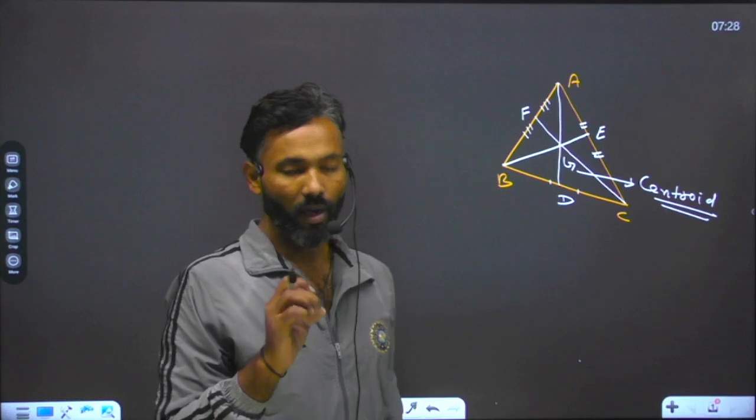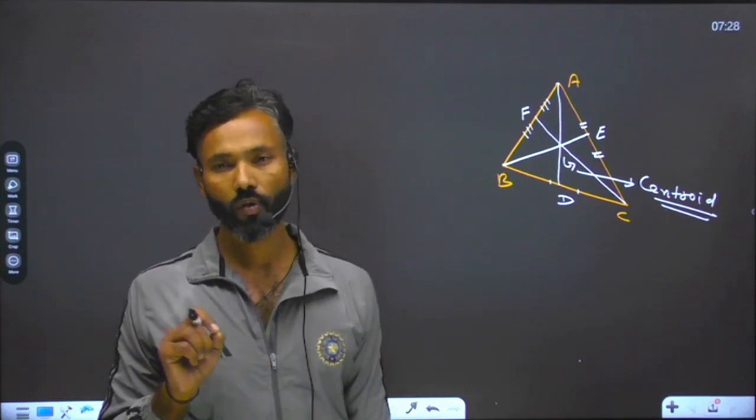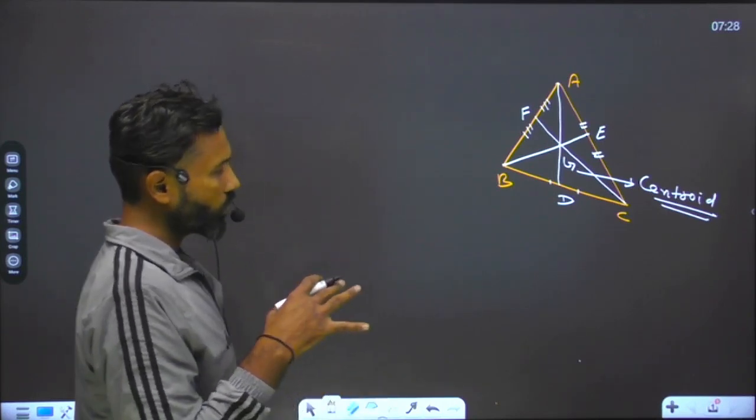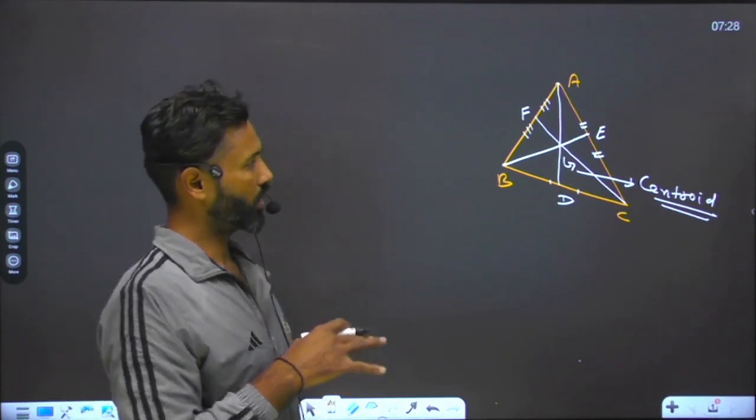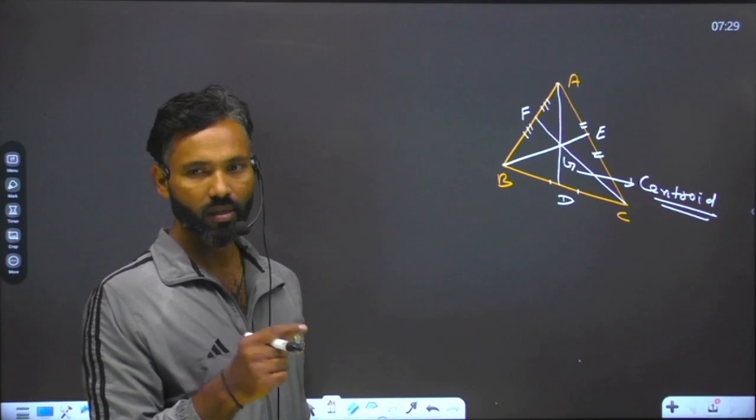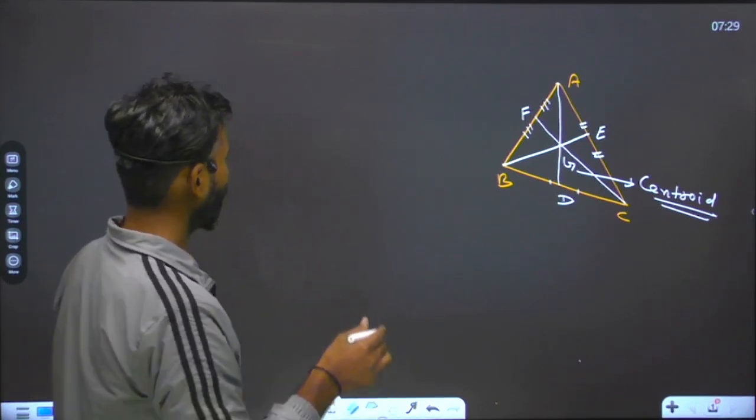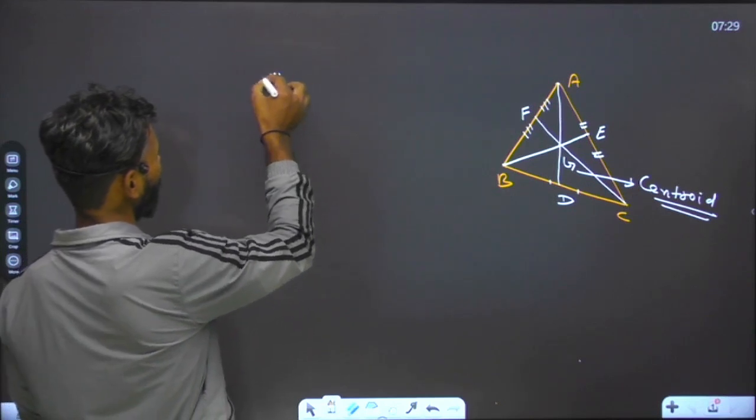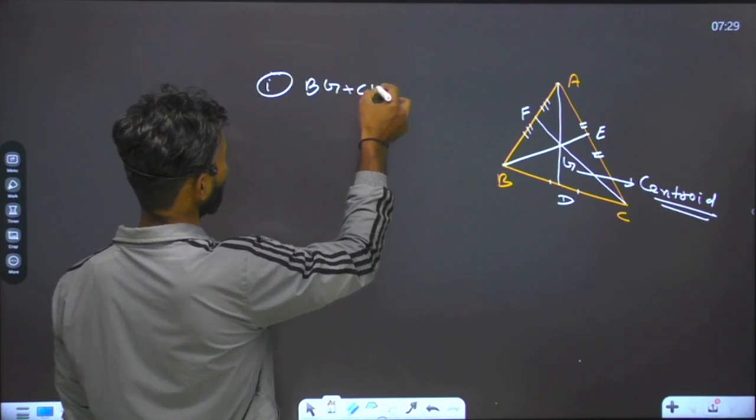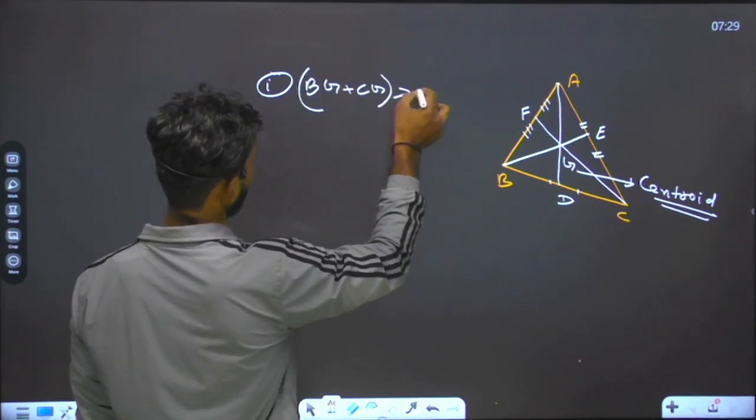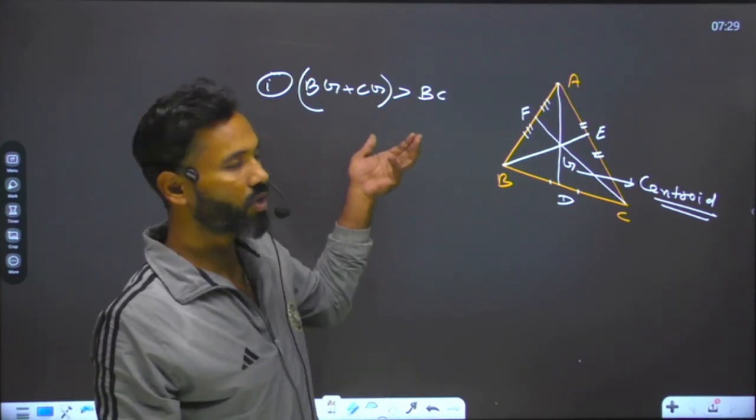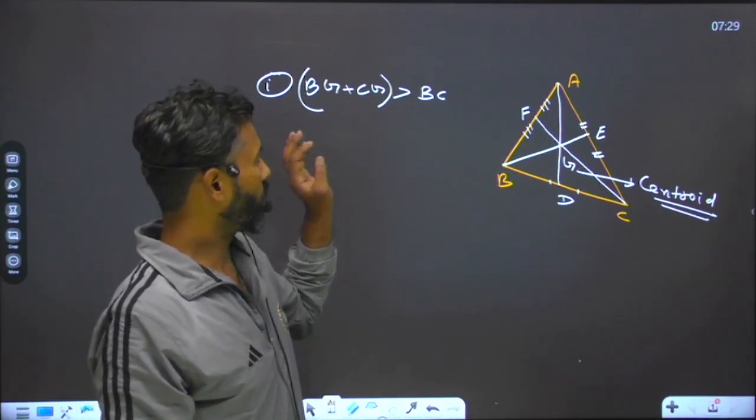So I'm writing an option over here and you just have to think over whether it is correct or not. The information provided in the question was that there is a triangle ABC, AD, BE, CF are the medians and G is the centroid. It was written that BG plus CG is greater than BC. Now you have to think over whether this is correct or not. And now I'm going to tell you this is correct.